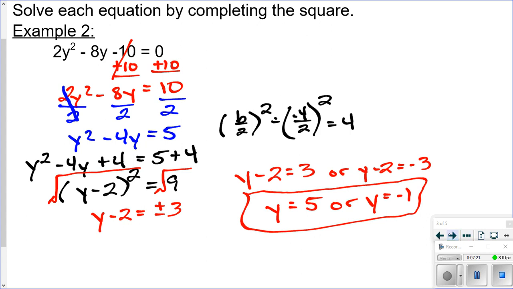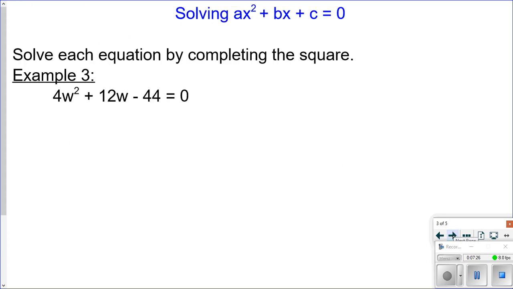This one, not quite as clean as this one. I'll leave it at that. All right, so again, the first thing I want to do is move the c over to the other side. So I'm going to add 44 to both sides. All right, so now I have 4w squared plus 12w equals 44.